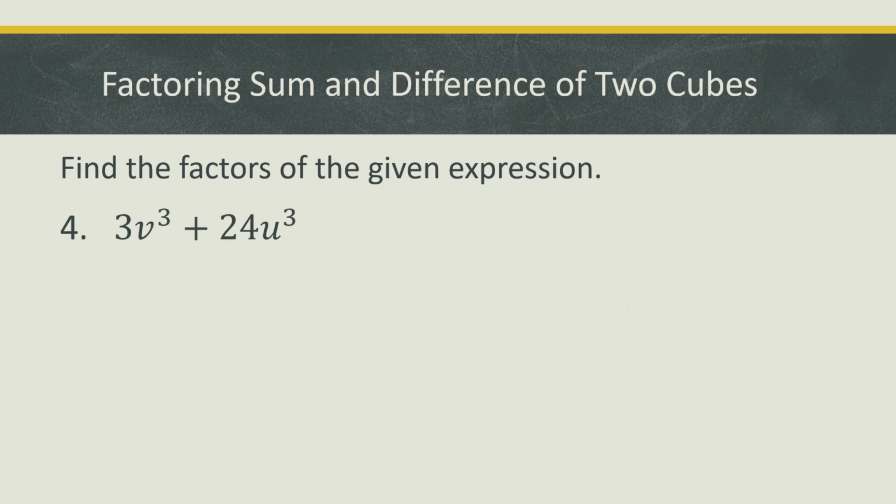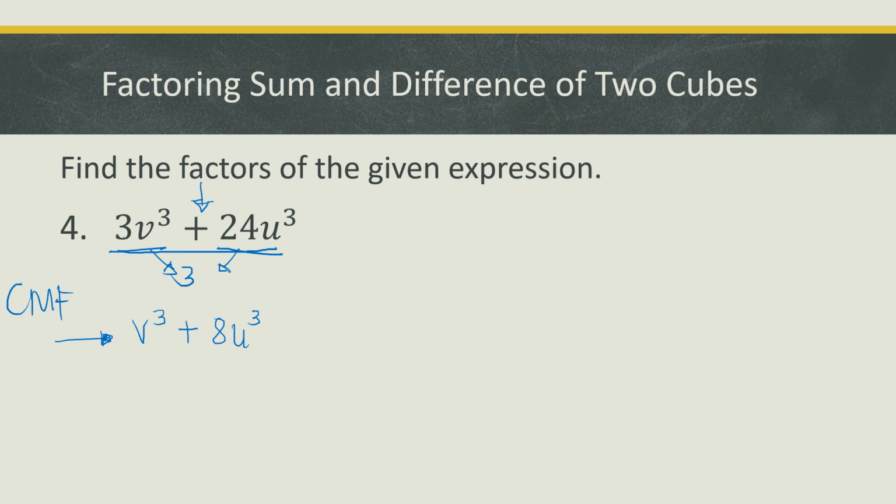Example 4. Find the factors of 3v cubed plus 24u cubed. Let us observe that the two terms are not a perfect cube. So just like what we did on the difference of two squares, we need also to get their common monomial factor for us to obtain the sum of two cubes, because this is an addition. So let us get their common factor, which is 3. We will divide them both by 3. So 3v cubed divided by 3 will give us v cubed, plus 24u cubed divided by 3 will give us 8u cubed. And that is the goal, that we need to have our sum of two cubes.